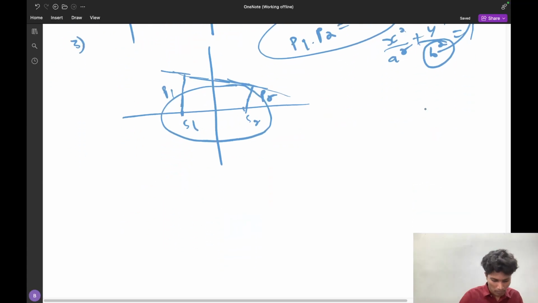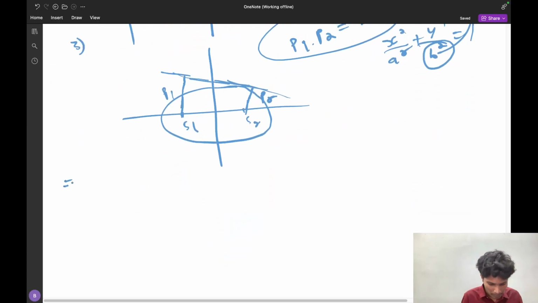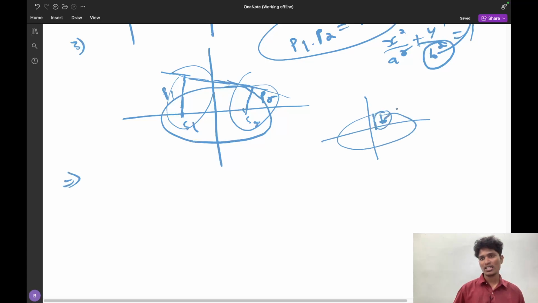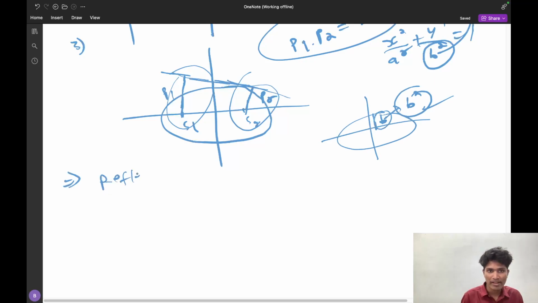Yes, this is again the property. The product of the lengths of the feet of perpendiculars, P1 into P2, will be equal to b square, which is the square of half of the minor axis. Because if you think this is an ellipse, this is b, so this square b square is the answer. Now comes the reflection property. Reflection property is very important because questions have come.